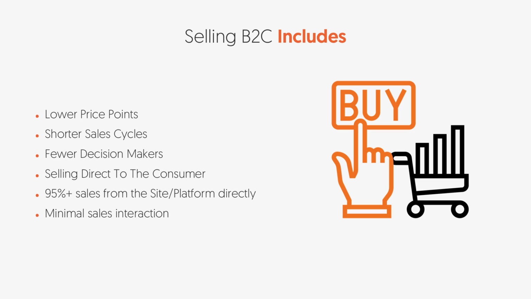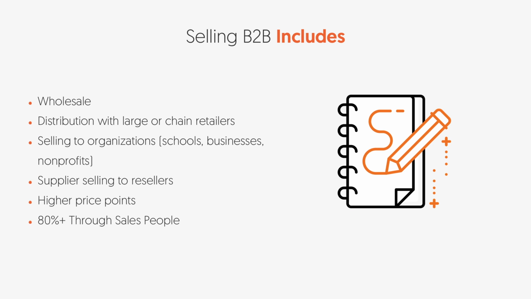So selling B2C includes lower price points, shorter sales cycles, fewer decision makers, selling direct to the consumer. 95% of your sales would typically happen on your site or your platform, and usually you don't have too much interaction with people. Selling on B2B is a little bit different. It's wholesale, distributions, large chain retailers, you're selling to organizations, much longer sales cycle, higher price points, and typically 80+% of the time, you're going to be having to go through salespeople.